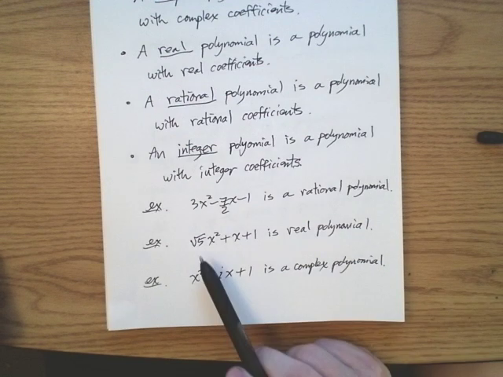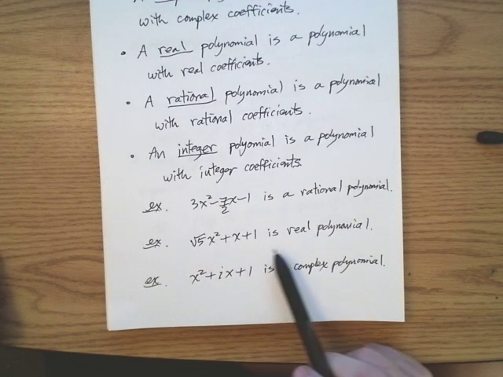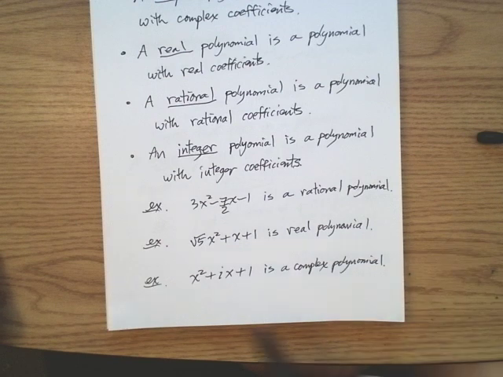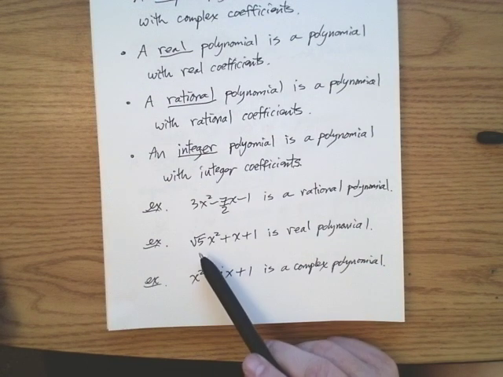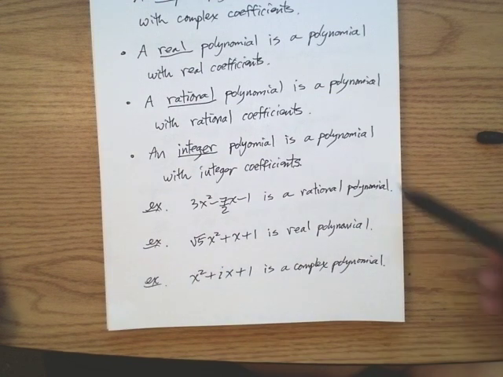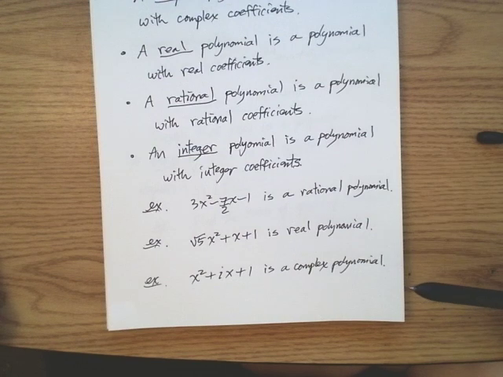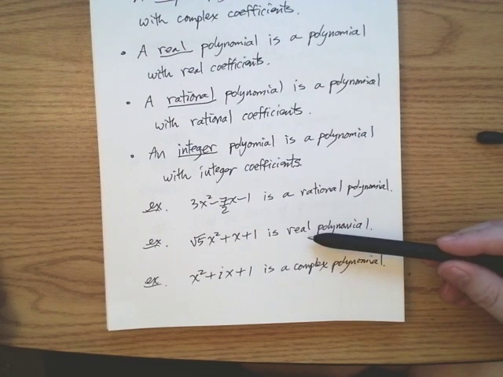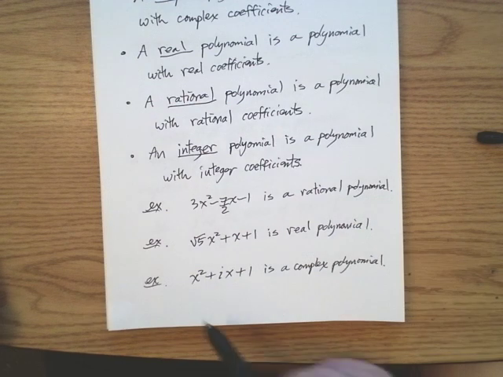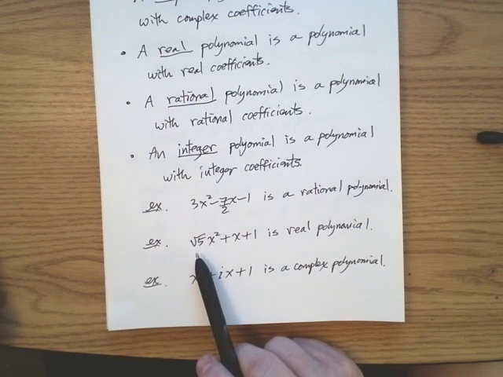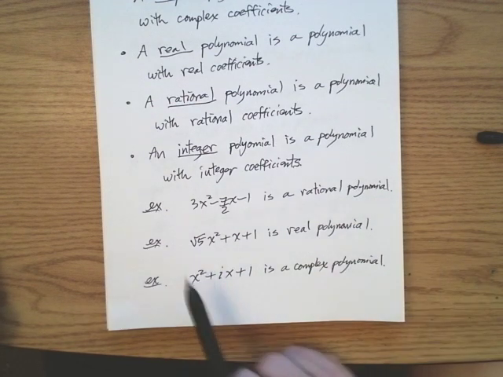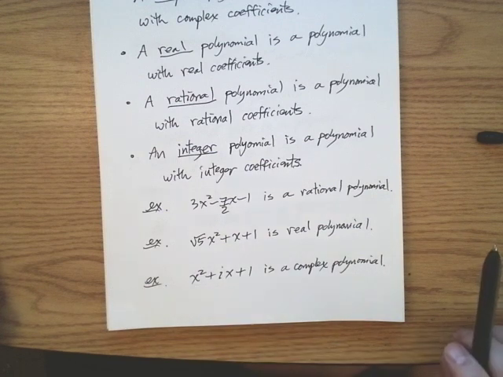Okay, the square root of 5 x squared plus x plus 1 is a real polynomial, because the coefficients square root of 5, 1, and 1 are all real numbers. The square root of 5 is not rational. It's an irrational number. Therefore, this would not be a rational polynomial, nor would it be an integer polynomial. It would also be a complex polynomial. We could imagine the square root of 5 plus 0i as being the leading coefficient there, for example.